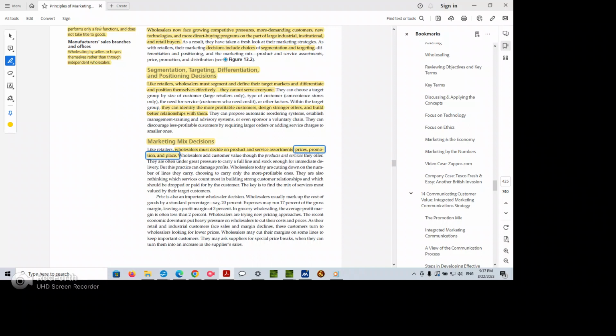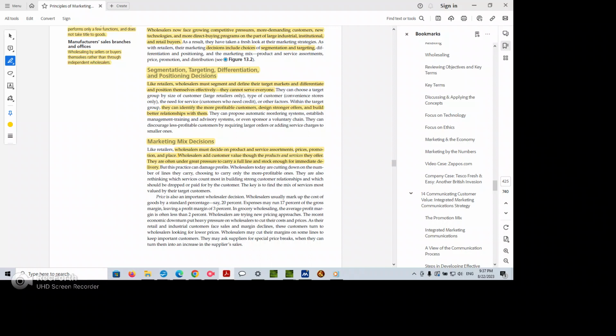Wholesalers add customer value through products and services that they offer. Okay? What's the price? I mean, this is very, very basic stuff. Because what else are they adding value through? Well, it has to be through the products that they're selling, right? They are often under great pressure to carry a full line and stock enough for immediate delivery. Why? That's why they're a wholesaler.